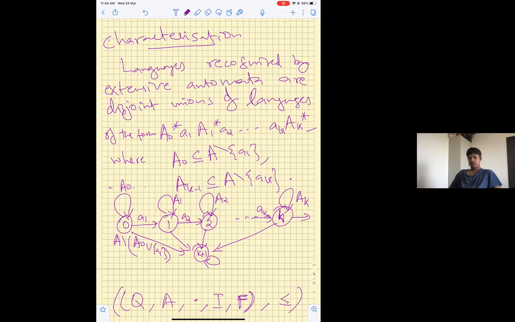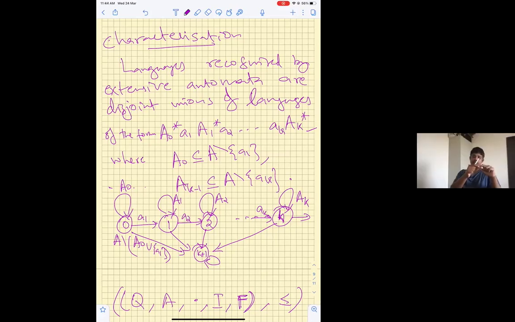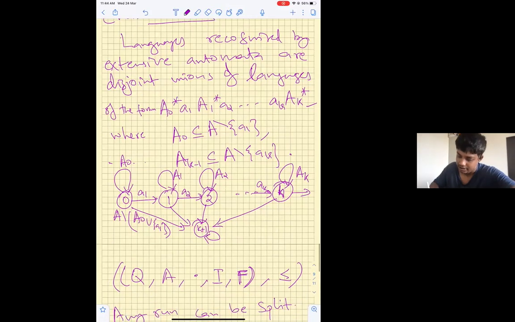Basically, determinism is on a letter: on every state, on every letter, you have exactly one transition. Codeterminism means that for every letter, you have exactly one transition coming into that state. That is what codeterminism is. But even codeterminism does not help you for R trivial. I will leave it as an exercise.